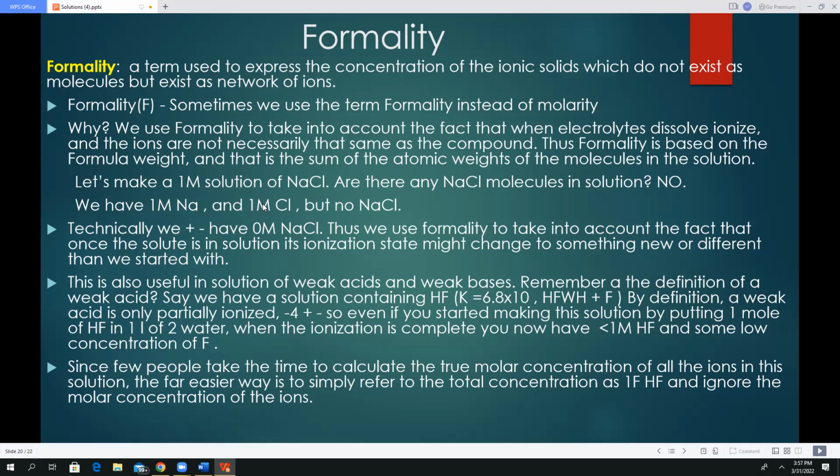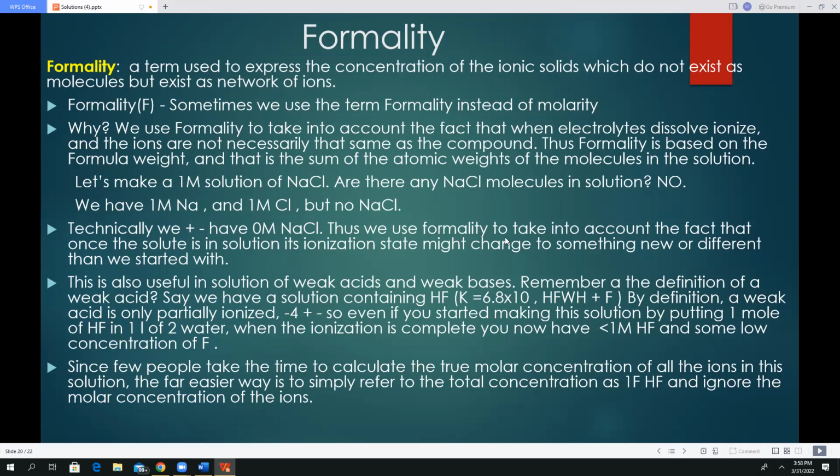So if you made a 1 molar solution of sodium chloride, are there any sodium chloride molecules in the solution? The answer is no. Why not? Because we have 1 mole of sodium ions and 1 mole of chloride ions, but no NaCl anymore. So technically, we have positive and negative ions, and we have 0 moles of NaCl.